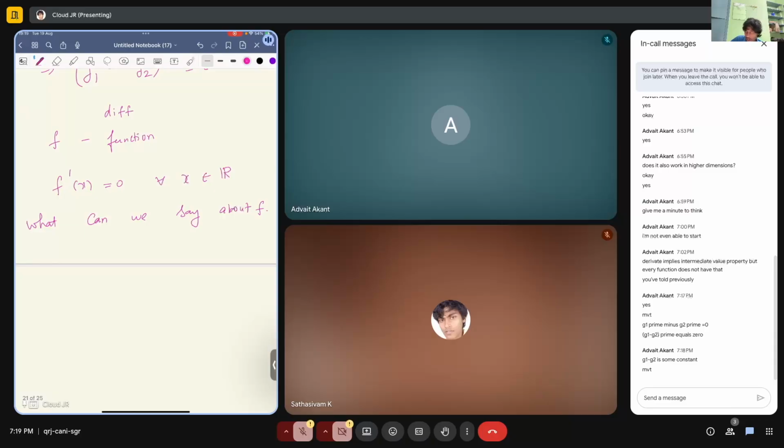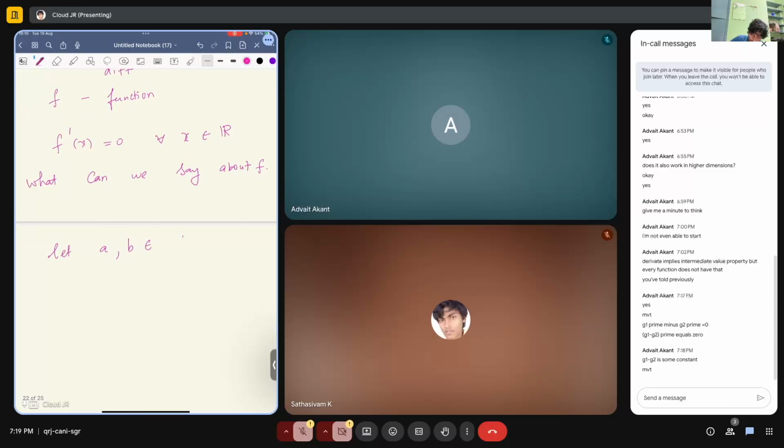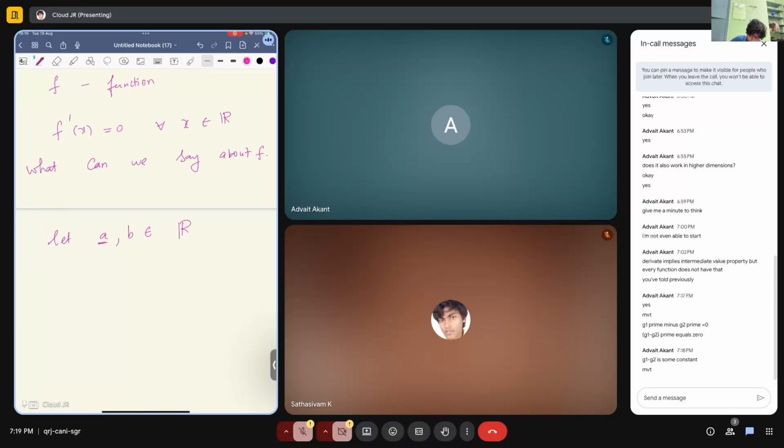So he said we use the mean value theorem. Let's use the mean value theorem and see. Let a, b belong to R, or maybe we can fix this a and then move the b, but it doesn't matter. So let's fix this part. By the mean value theorem, what you know is f of b minus f of a, whatever order you want, it doesn't really matter. Anyway, we will do f of b minus f of a.